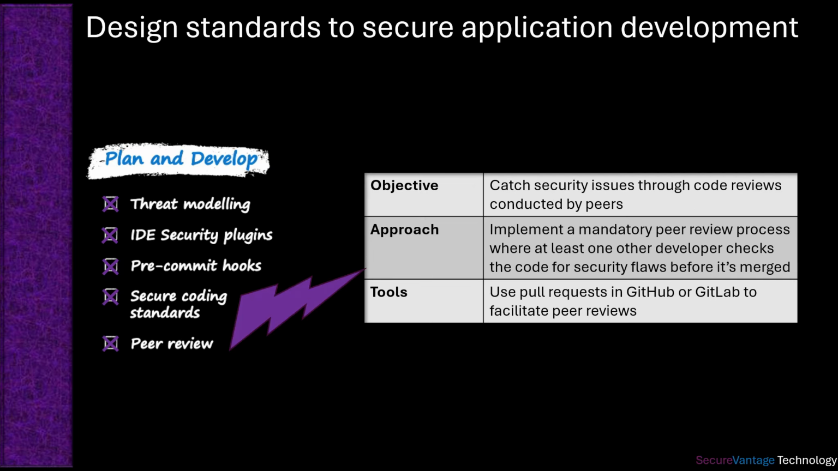The objective of peer review is to catch security issues through code reviews conducted by peers. You as a cybersecurity architect should ensure that there is a peer review process within the development team. The development team can use pull requests in GitHub or GitLab to facilitate peer reviews to achieve the objective.